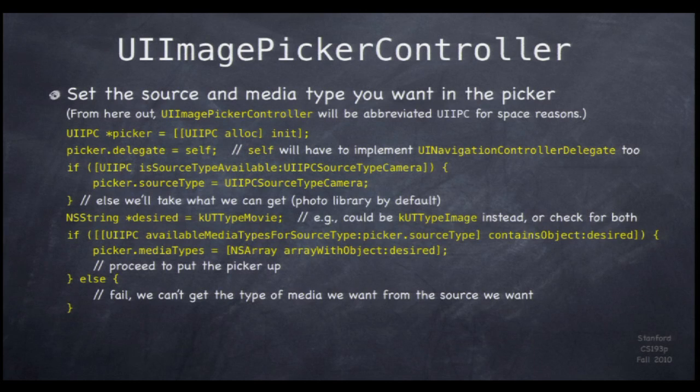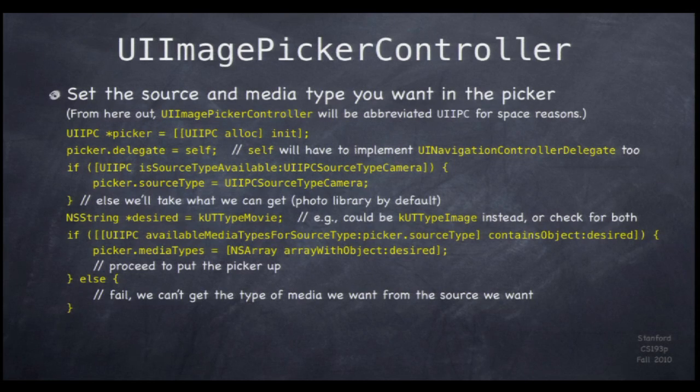But here I'm going to set it to the camera if it's available, and then I'm going to say that I want a movie. I only want a movie. So I'm going to check the available media types to see if it contains the object kUTTypeMovie. And if it does, I'm going to set my picker's media types to be an array with just that one object in it. If not, I'm going to fail. So I'm going to put up an alert or something saying couldn't capture movie, because obviously I'm going for the movie from the camera here.